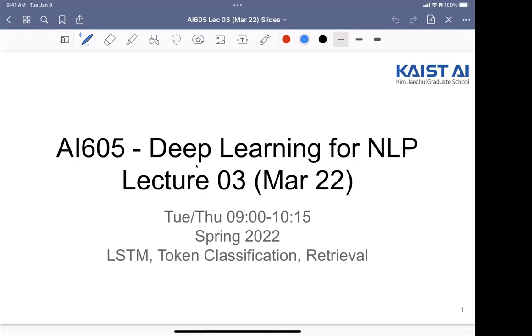So we're going to cover today mainly LSTM, token classification, and retrieval.